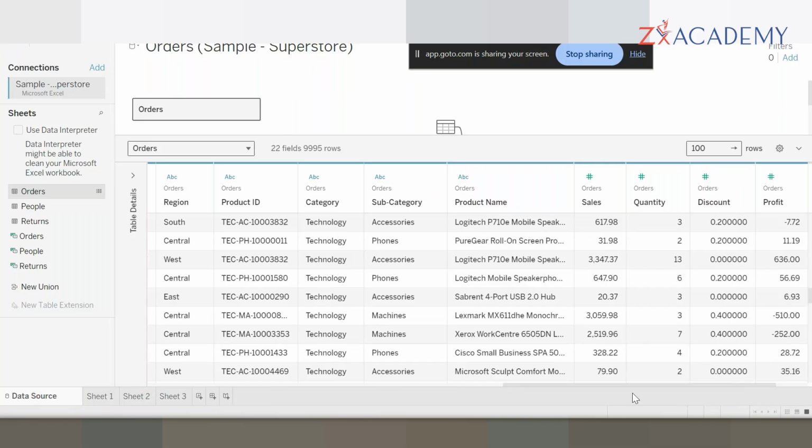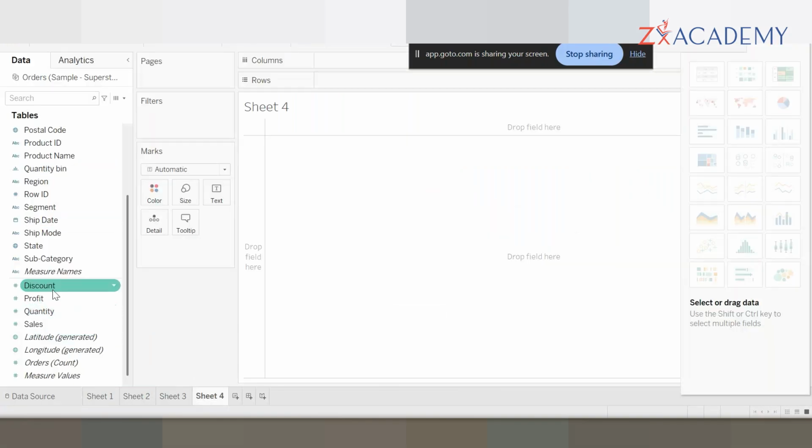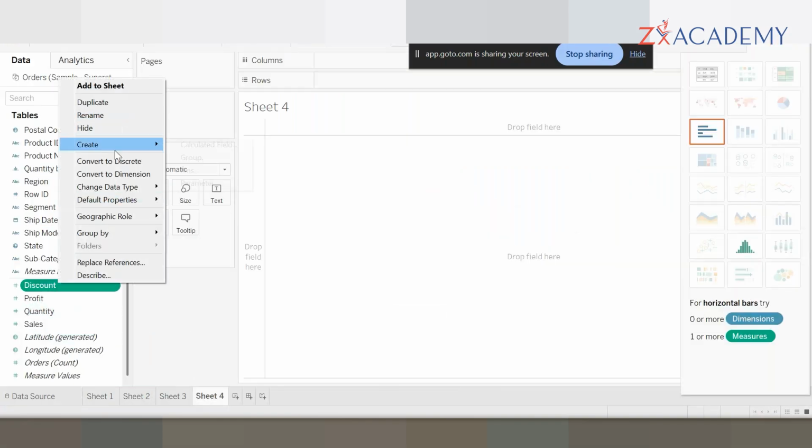So I just want to know how the profit has happened when I have given different discounts. Now discount is a measurable value. So I want to know what profit I get when I have given a discount of less than 20%. 20 to 40% discount, what kind of profit am I getting? 40 to 60, what is the profit I'm getting? 60 to 80% discount, how much profit am I generating? I want to know that. So in that case, I'll create a bin for the discount. Where is the discount here? I'll just right click on discount and say create a bin.